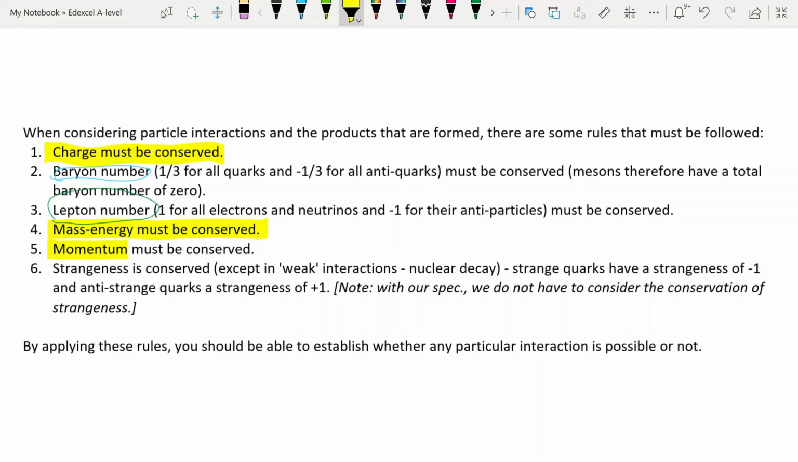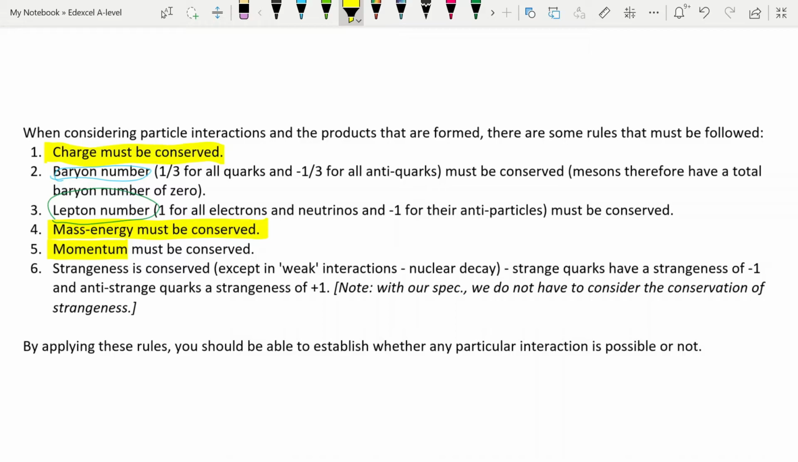The final one is a bit weird, and I'm going to try and avoid using the word strange to describe weird, and that is strangeness. Now, with our specification, we don't have to consider the conservation of strangeness, and in fact, sometimes you find interactions where strangeness is not strictly conserved, but our spec allows it. But I think you do need to know about strangeness and its conservation just for your own physics knowledge. So in interactions, strangeness should also be conserved.